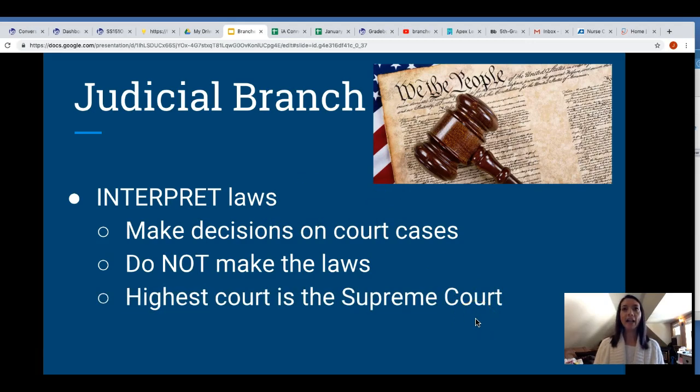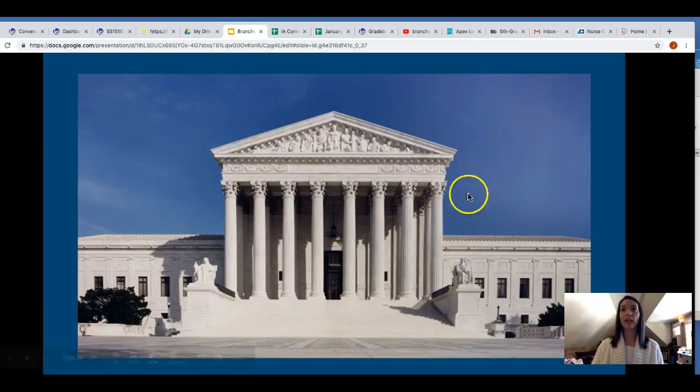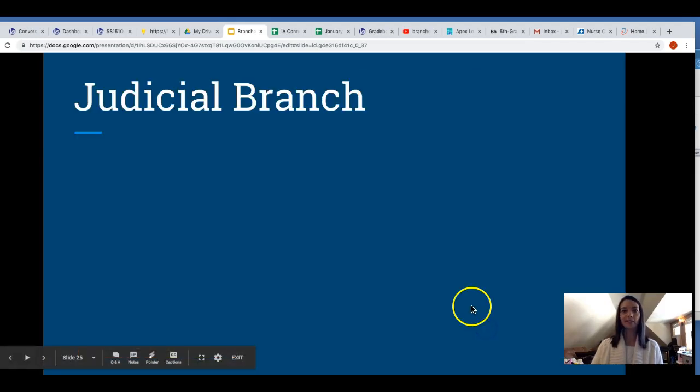And the highest court of the land of the United States is the Supreme Court. There's actually a whole bunch of different levels of the court, but the highest court in the United States is the Supreme Court. And this is the building of the Supreme Court. Maybe some of you guys have even visited it. I have yet to visit Washington, D.C. in my adult life. I would love to go one of these days.